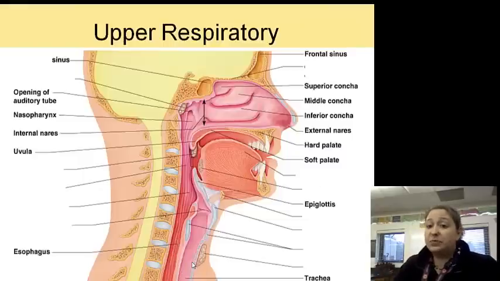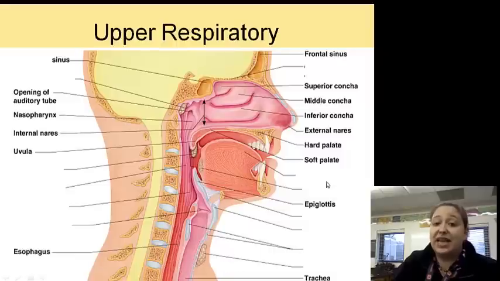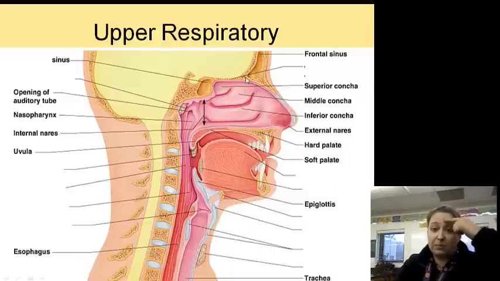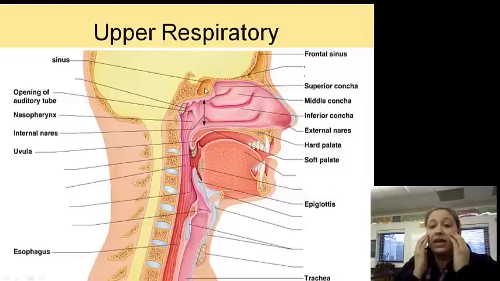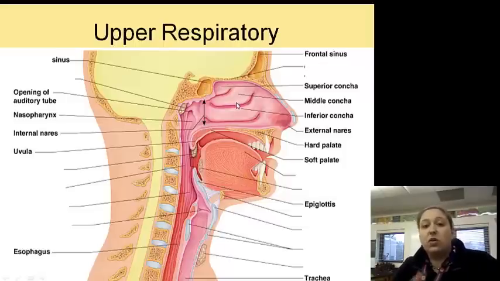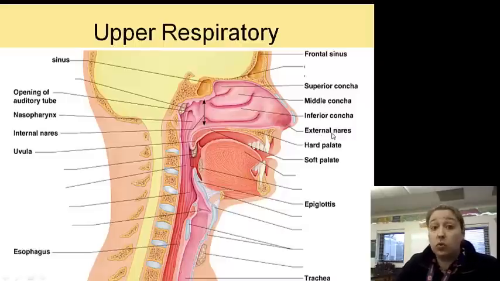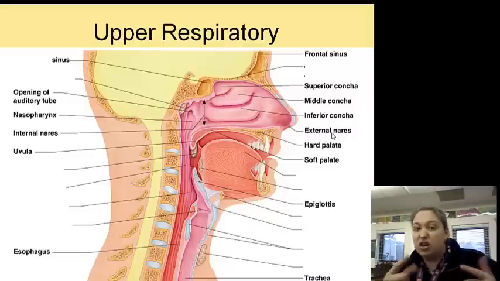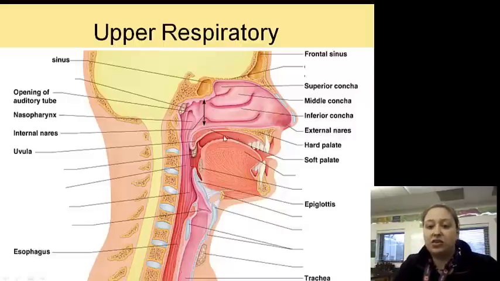So, upper respiratory system. Well, we've got two different types of sinuses up here. You have sinuses that are above your eyes, and then you have sinuses that are around right here. And then you've got some concha, which are folds or little walls inside of your nasal cavity. And then you've got your external nares or your nostrils. Nares and nostrils are the same thing. Then you've got the hard palate of your mouth and the soft palate of your mouth. We've got the epiglottis here that folds over our larynx so we don't choke.